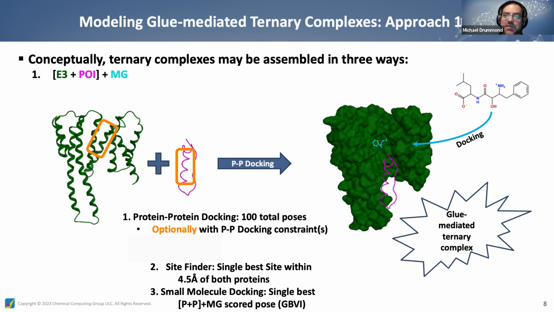So our first approach, this is our first attempt at doing these, so we called it approach 1. And it really was just starting with that first method of assembly I enumerated before. What if we take the E3 ligase, or it doesn't have to be an E3 ligase, just one protein, and the second protein, we bring them together, and then the molecular glue is added as a second step. And so the computational tool that one uses to put two proteins together is known as protein-protein docking.